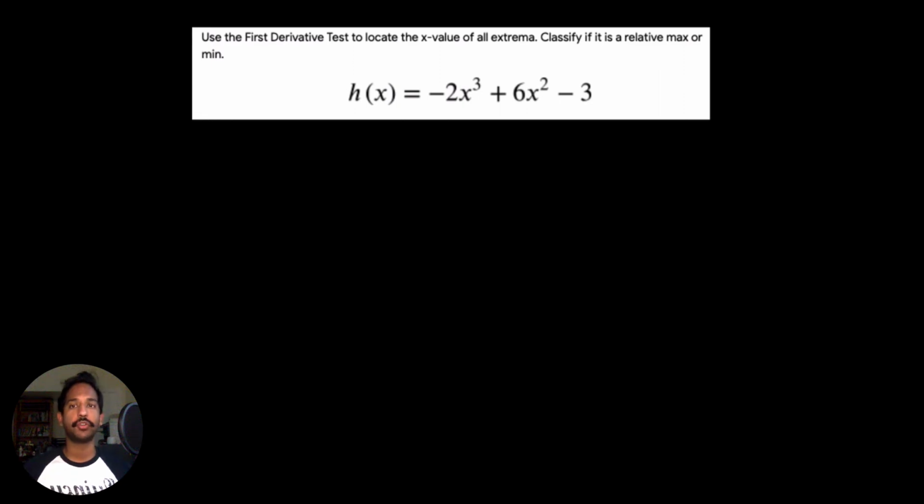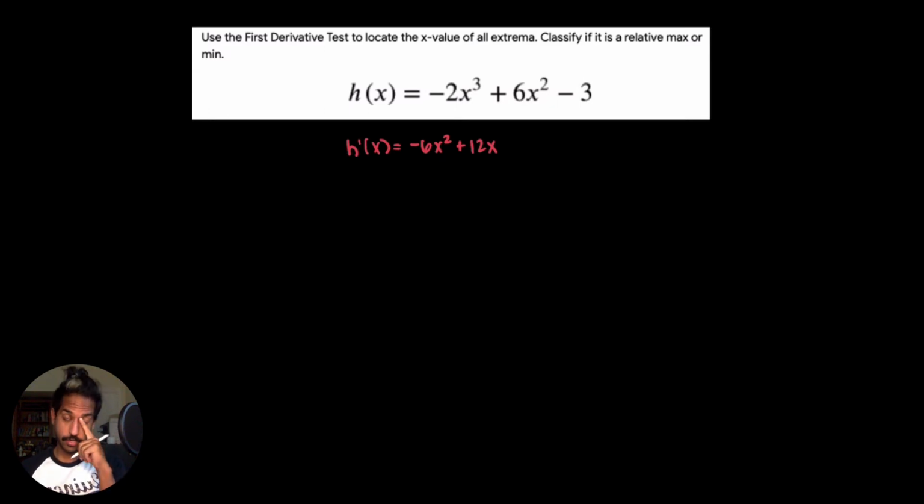We're asked to use the first derivative test to locate the x value of all extrema. Classify it if it is a relative max or min. Alright, very similar process to what we've seen before. As always, first derivative test, if we're trying to find extrema, we have to find the first derivative. The first derivative of this function, luckily it's just a polynomial, so we're just going to use the power rule. H prime of x will equal negative 6x squared plus 12x, and then minus 0 because the derivative of the constant is 0. So here we are with our derivative.